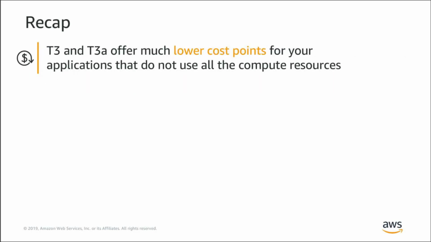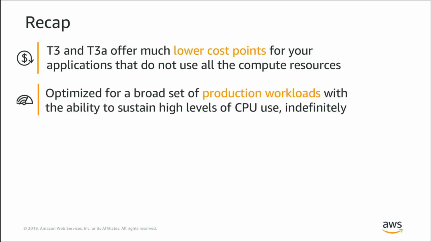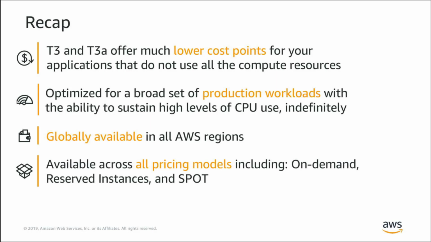So, a quick recap. The T3 and T3a offer much lower cost points for your applications, specifically those that are underutilizing compute resources of the instance. They're optimized for a broad set of production workloads, so they can sustain high levels of CPU use indefinitely with the unlimited mode, or give you a fixed price with the standard mode, which are optimized for different CPU usage levels. They're globally available in all AWS regions. And the burstable instances offer all the different pricing models that we offer with EC2, including the on-demand price, reserved instances for longer term 1 year and 3 year use at a significant discount, as well as our spot market.